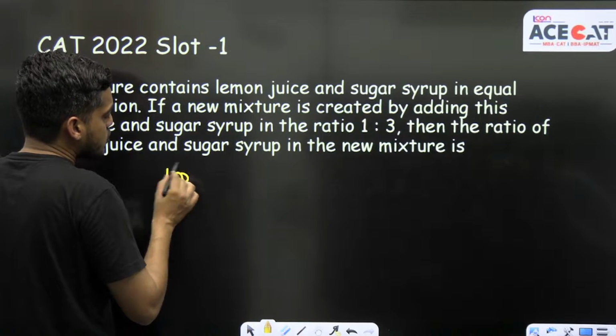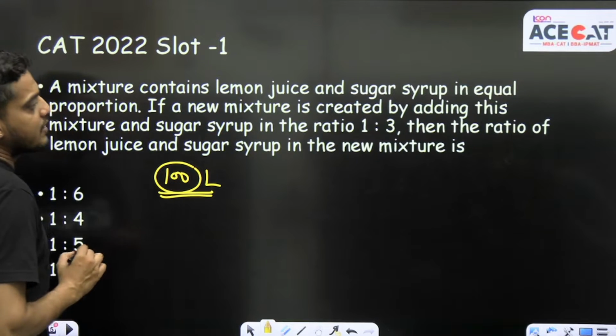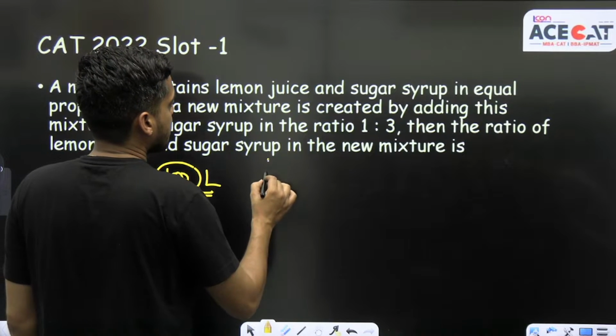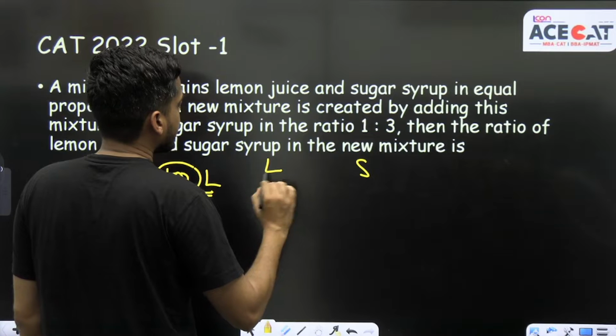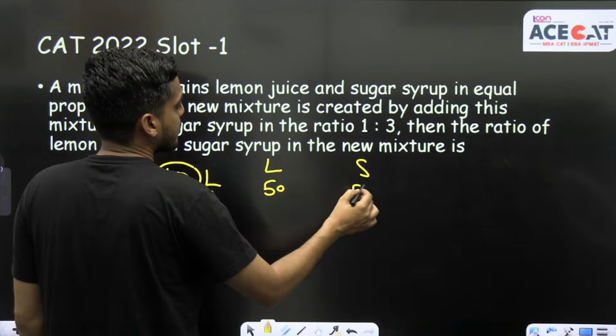the initial solution was 100 liter, the total quantity was 100 liter. They are in equal proportion, so lemon juice and sugar syrup must be 50 liter and 50 liter.